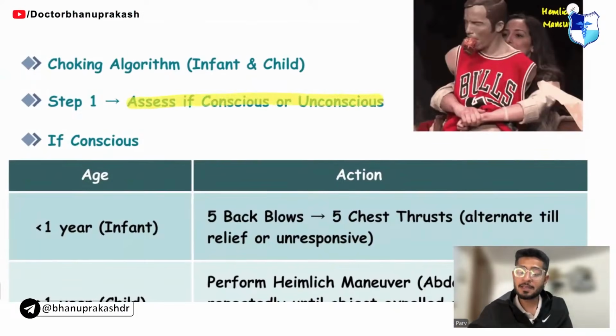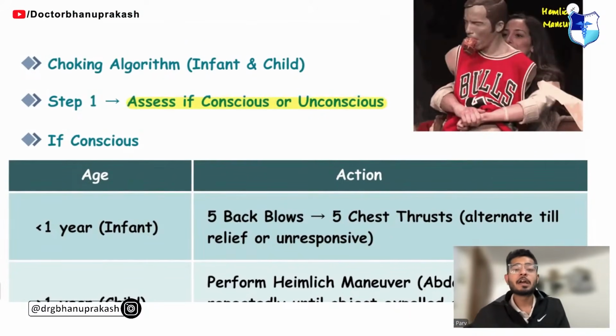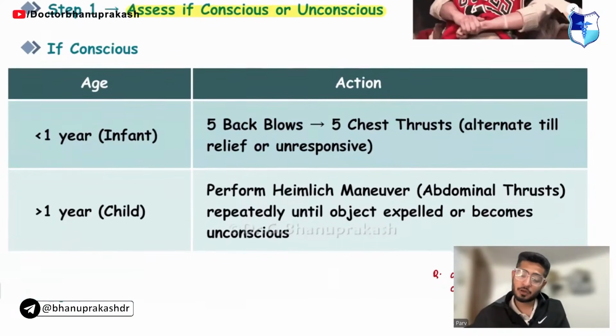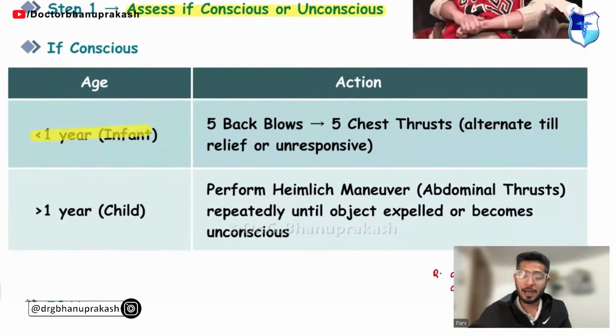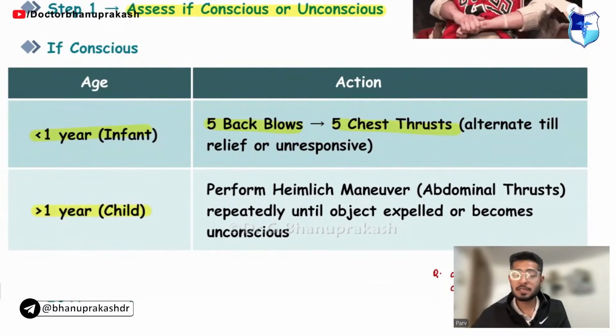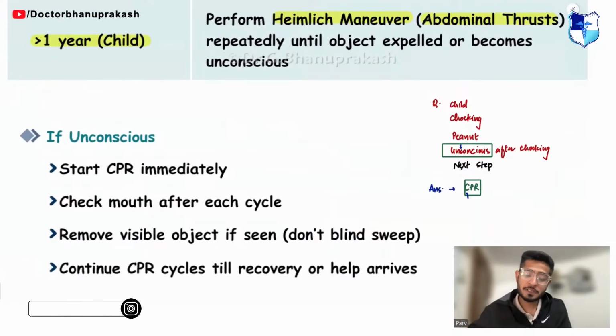Step 1 is assessment of whether the child is conscious or unconscious. If the child is conscious and less than 1 year, you give 5 back blows and 5 chest thrusts. And what about the child who is more than 1 year? You perform the Heimlich maneuver, in which you give abdominal thrusts. If unconscious, the best step is CPR.